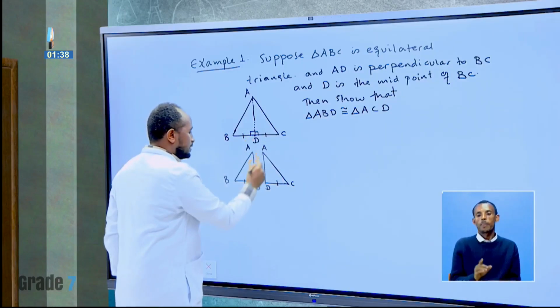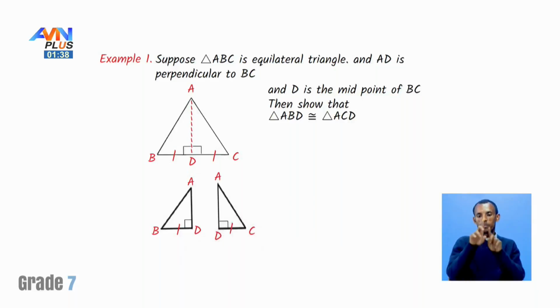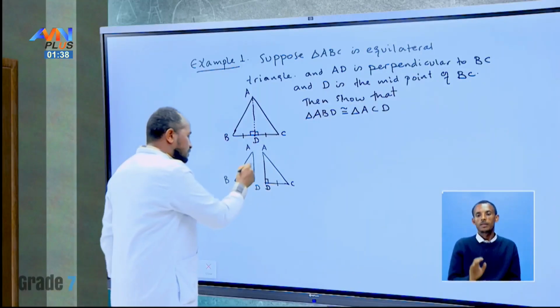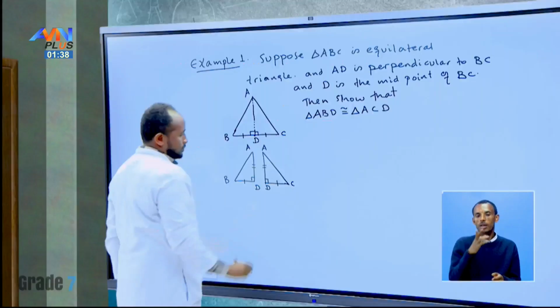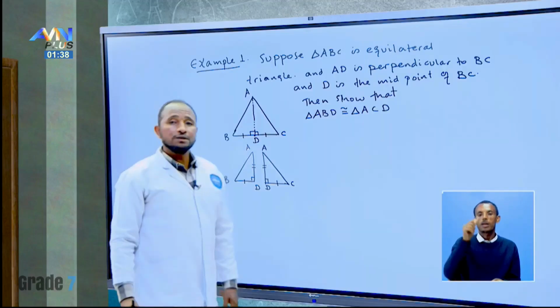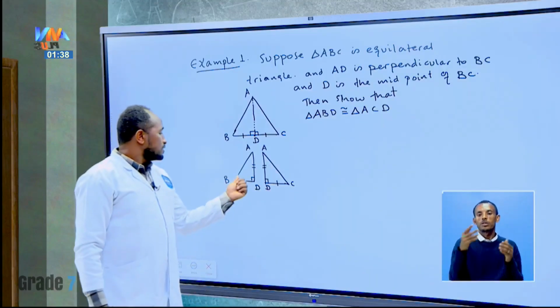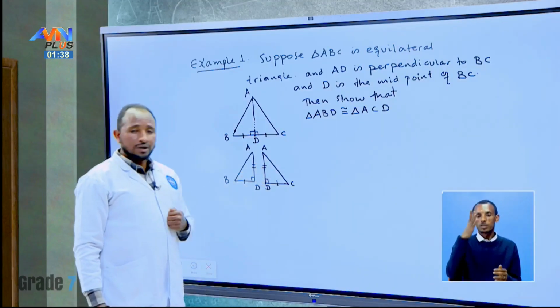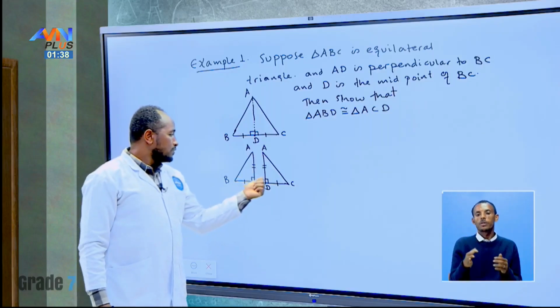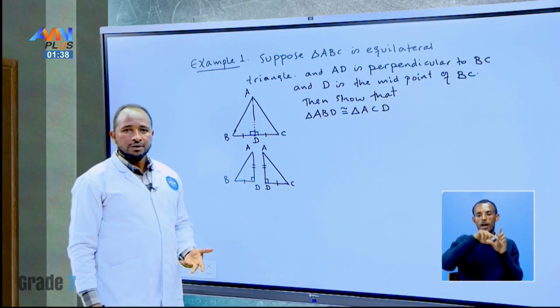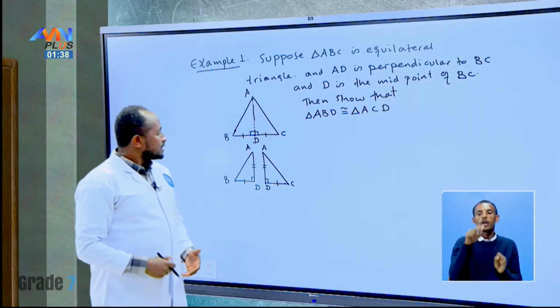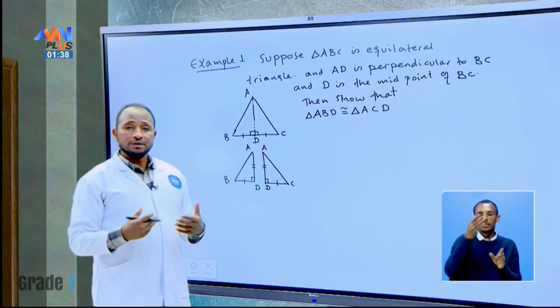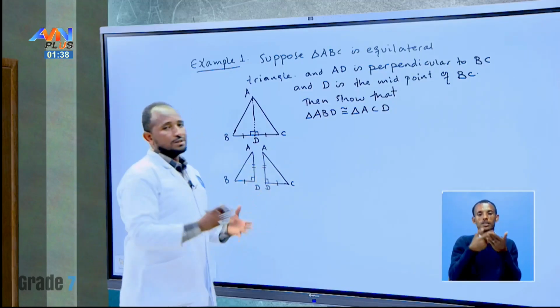And again here, this is perpendicular, it's 90 degrees. These two sides are common for both. So, as you can see here, the two sides of the two triangles and the included angle are congruent. So, using the side angle side congruency test, these two triangles are congruent.